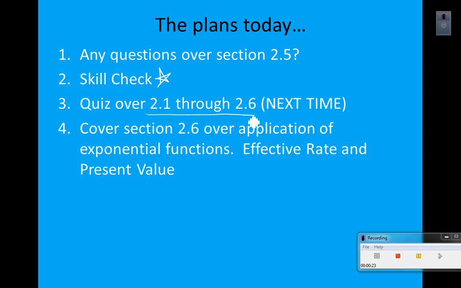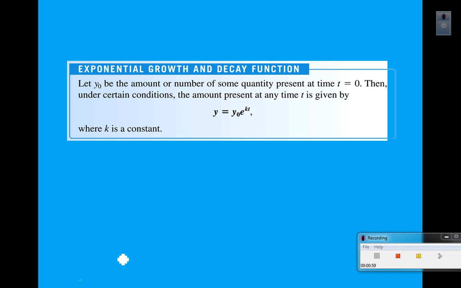And then what I need to do with you today with this video is I need to cover Section 2-6. 2-6 is over applications of exponential functions, so we'll have to make our own continuous change exponential functions. And your calculator can't do that. I already tried. I also need to talk to you about what's meant by the effective rate and what's meant by present value. How much money would I need to invest today to have a certain amount in the future? So hopefully you got your notes right in front of you.